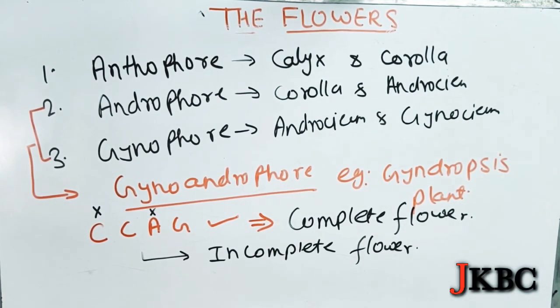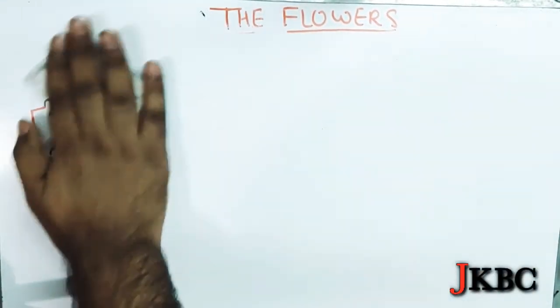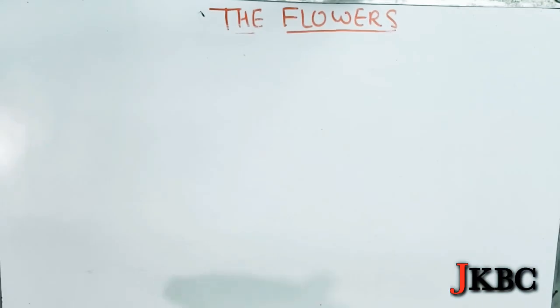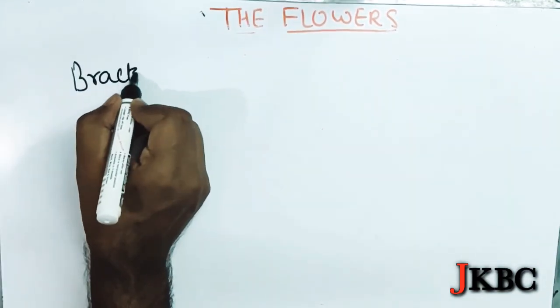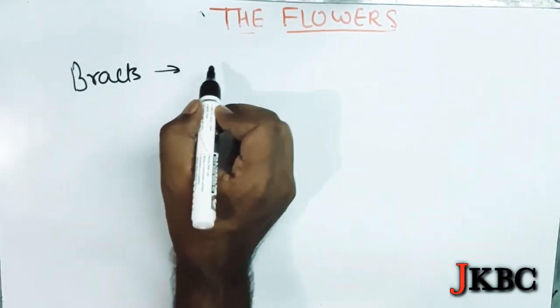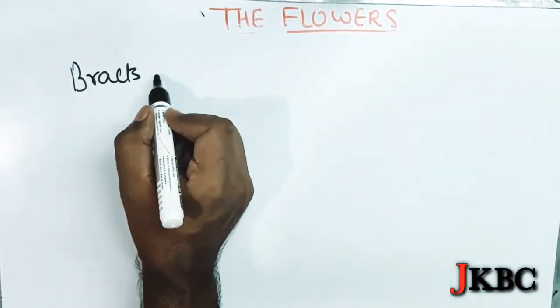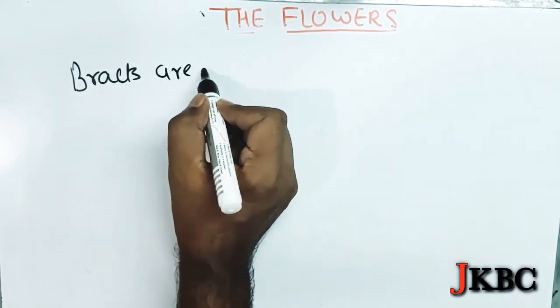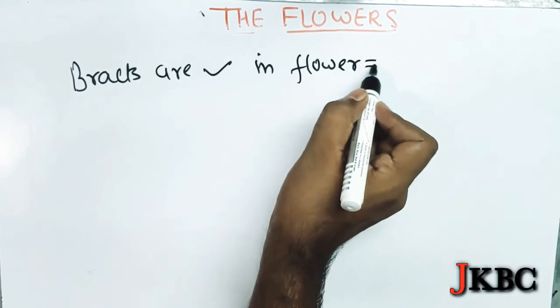Now on the basis of bracts, if bracts are present in a flower, then it is called bracteate.